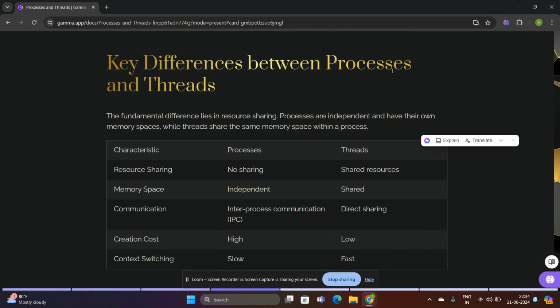And there are key differences between processes and threads. The differences are as follows. When a resource is present, a resource can be anything like data. Inside a process, whatever data is there cannot be shared by another process.